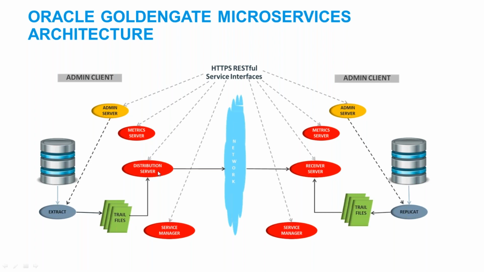So in classic architecture, the data pump process has been replaced by the distribution server in microservices architecture. Similarly, in classic architecture, there is one collector process which runs in the background and collects the data. It has been replaced by the receiver server in microservices architecture.